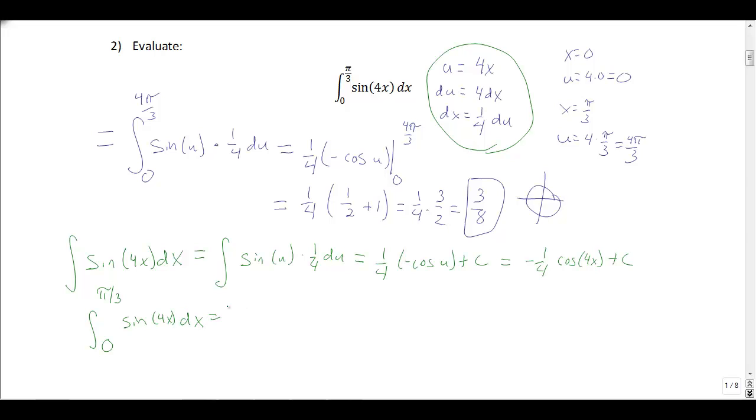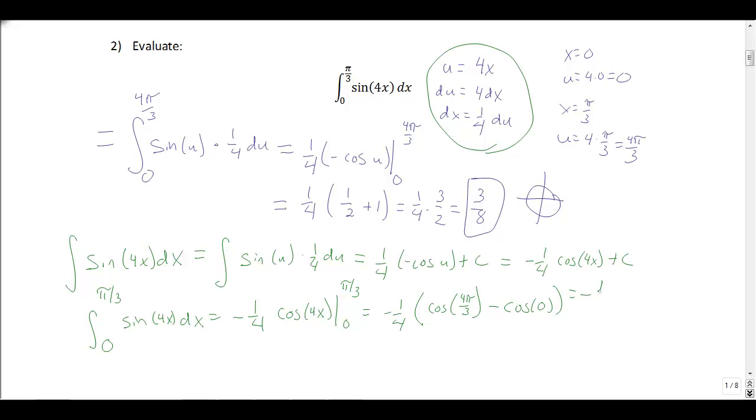Well, what's that? That's going to be, okay, take my antiderivative, any antiderivative, so I'm going to choose c equals 0 for simplicity. So this is then negative 1/4 cosine of 4x, going from 0 to pi over 3. I'm going to pull the negative outside. I could have done that up here. Probably would have made things a little bit simpler. Get negative 1/4, and that's going to give me cosine of, plug in pi over 3 for x. That's 4 pi over 3 minus cosine of 0.